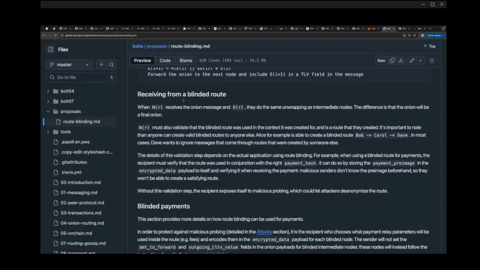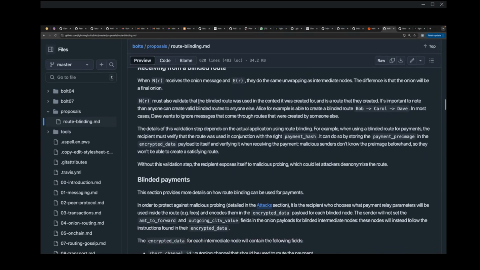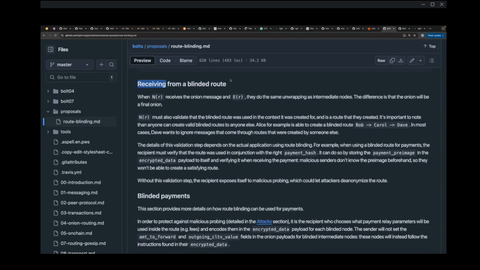And finally, receiving from blinding node. Finally, the receiving node could also inscribe some data for itself to recognize if this particular onion came from the same route that it is supposed to be. So if you read it here, when NR receives the onion message, and ER is the public ephemeral key which each node receives when it receives the onion.